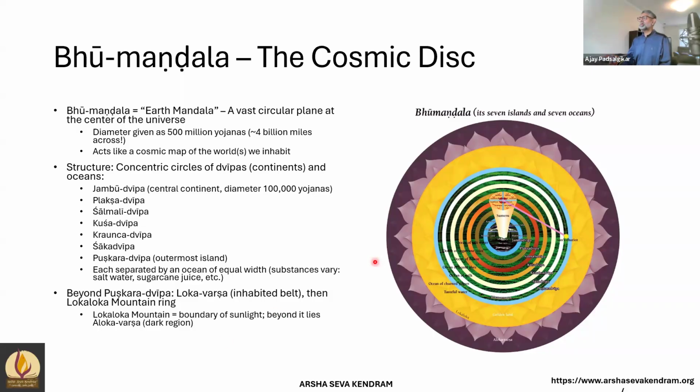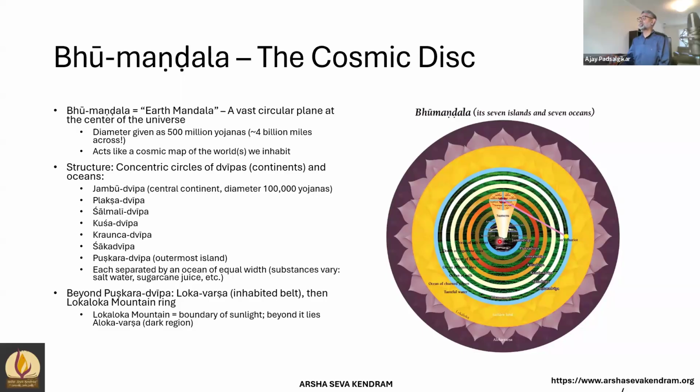So it talks about Bhumandala as a conglomeration of islands and oceans. So Dvipa and Sagara. Right at the very center is Jambudvipa, and on Jambudvipa is Mount Sumeru. And that is also a very tall mountain. So obviously, there is no mountain that is 100,000 yojanas tall in the center of the Earth.